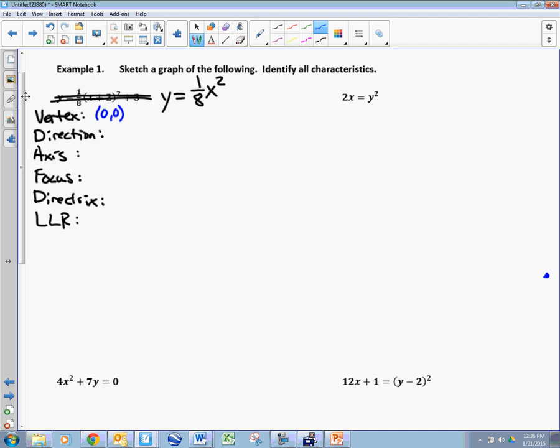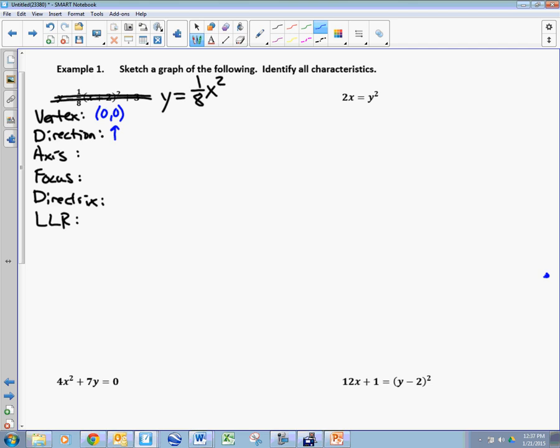So the direction: is this a vertical or horizontal parabola? Which one is it? Vertical, because it's y equals an x squared. If you have an x squared and it's y equals, then it's vertical, just like what we've always done. But if it's x equals a y squared, then it's horizontal. So it is vertical. Is it going to go up or down? Up, because it's positive. So the direction is up.